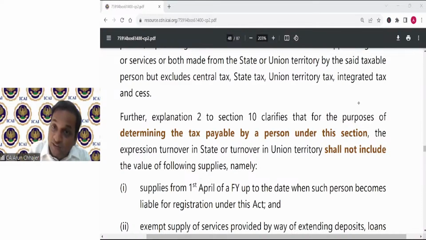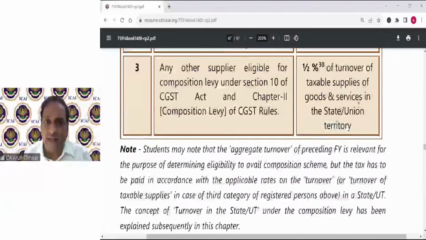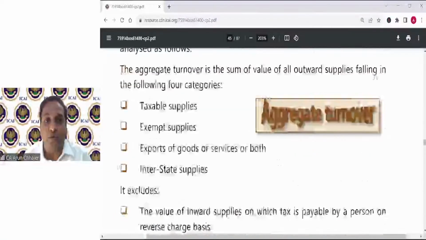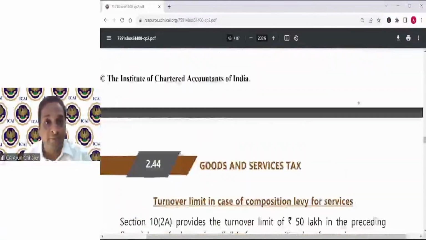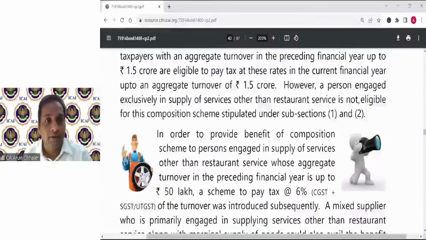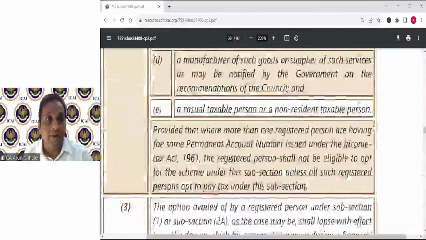10-2A, if it is kept for services only, I can't do the business in the composition. Therefore, they are saying in the 10-2A, you can supply the goods as well as you can supply the services. Let me go to the proviso, the multiple restriction under 10-2A.